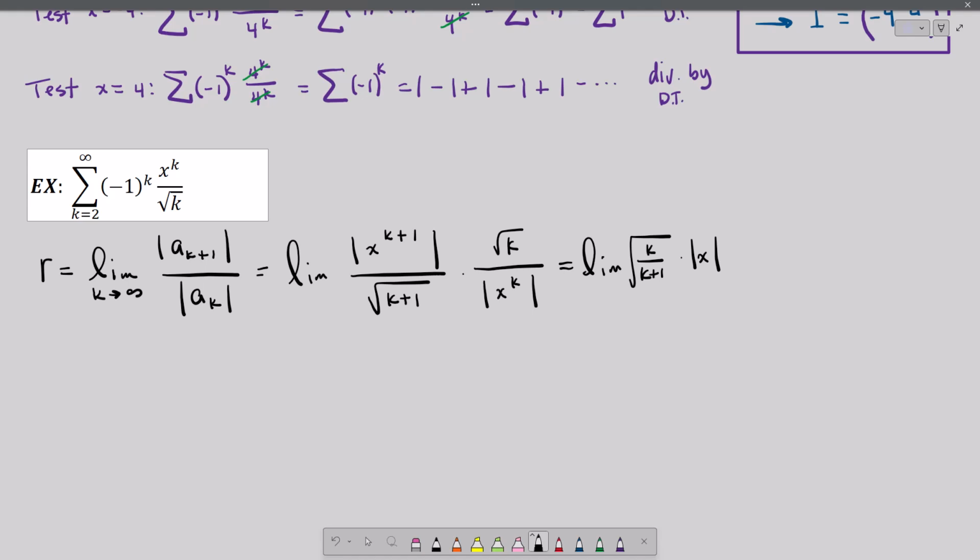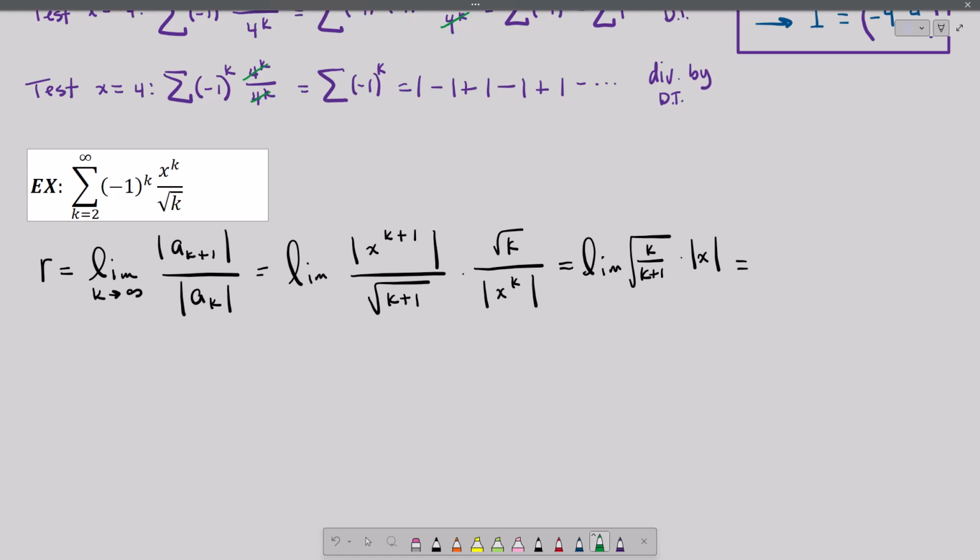Now we can cut to the chase and write the limit. You don't have to factor out this absolute value of x. That's not necessary, but it's important to understand that you could, because there's no k in this x quantity, so it could factor to the front. So this whole limit is determined by just this portion that has k's in it. And what is the limit of that square root of k over k plus 1?